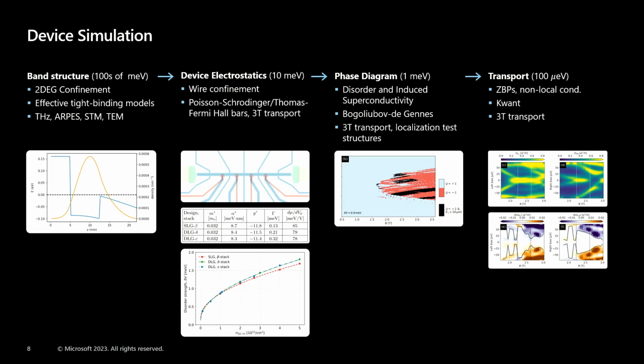Then we pass effective parameters to device-level scale, which is micron scale, and optimized devices. So this is really 10 meV scale. Eventually, we are interested in the phase diagram of our topological superconductors. So the gap scale there is between 100 microeV and, let's say, 1 meV. That's the scale that we are trying to get to, and we have simulations working at that scale.